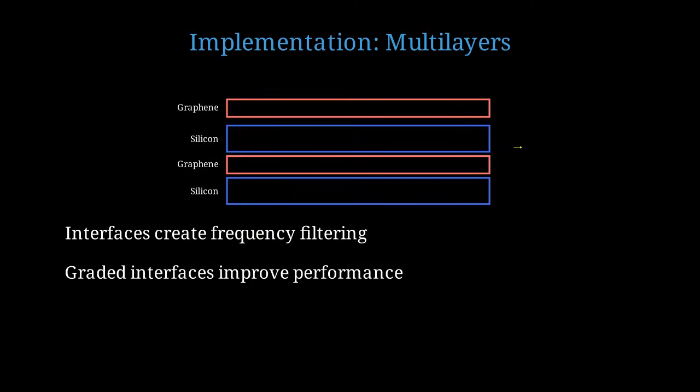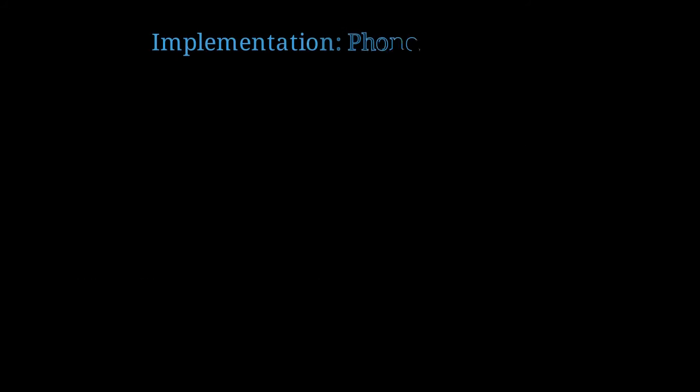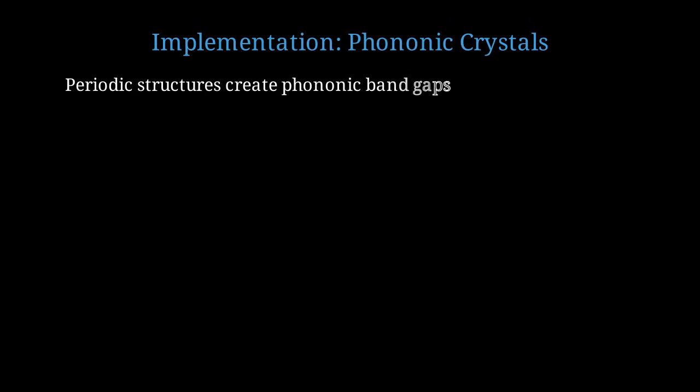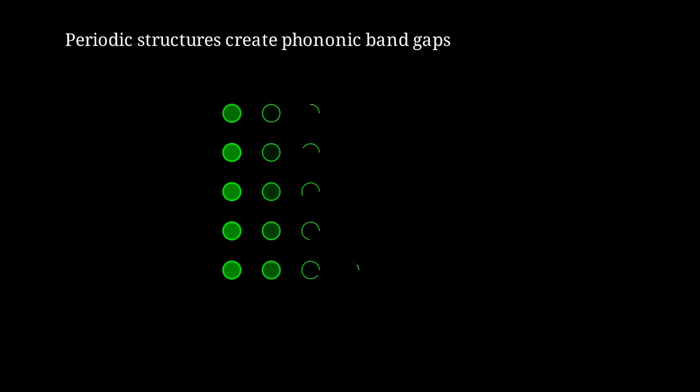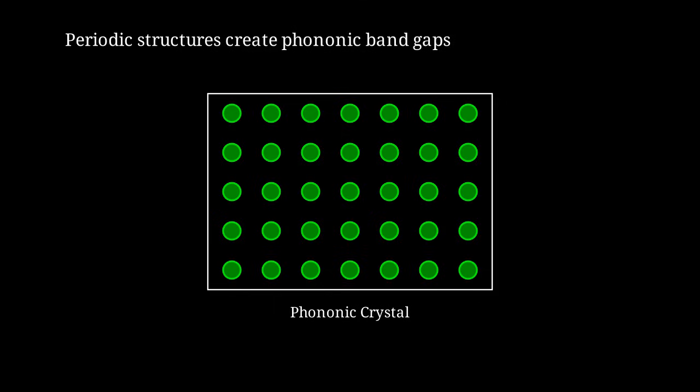blocking in reverse. The most sophisticated approach uses phononic crystals, which are periodic nanostructures designed to manipulate phonon propagation. Just as photonic crystals create band gaps for light, phononic crystals create band gaps for phonons at specific frequencies. A phononic crystal consists of a periodic array of inclusions in a matrix material. The periodicity creates forbidden frequency bands.